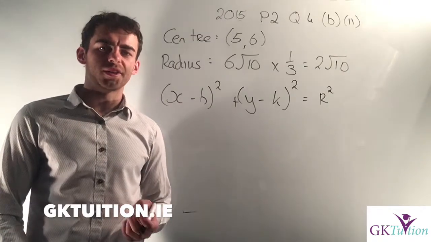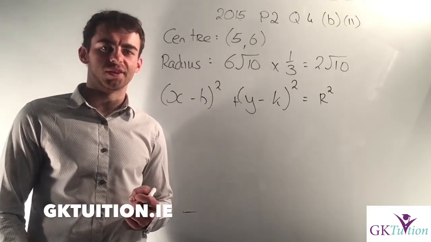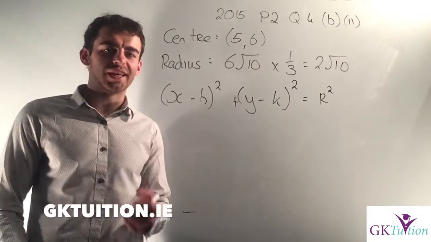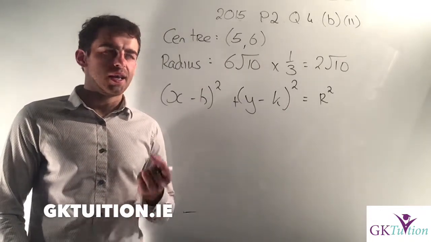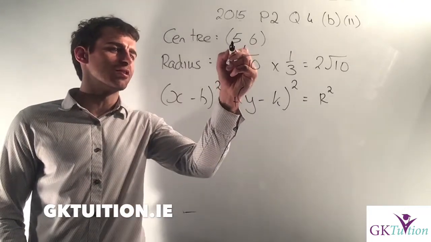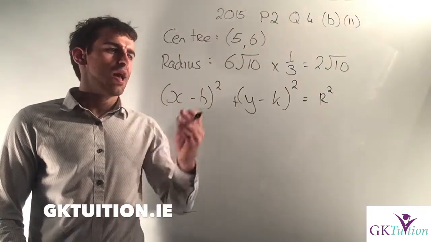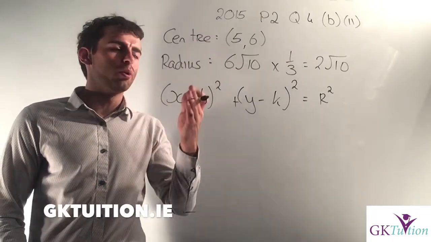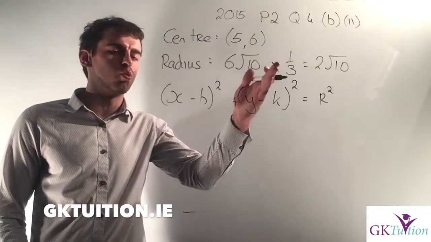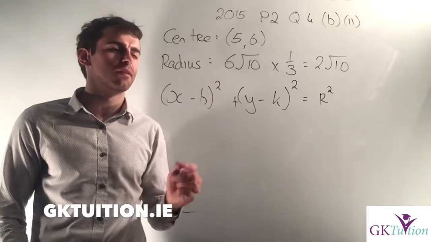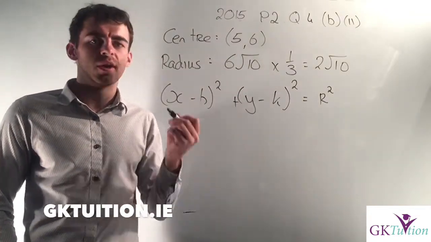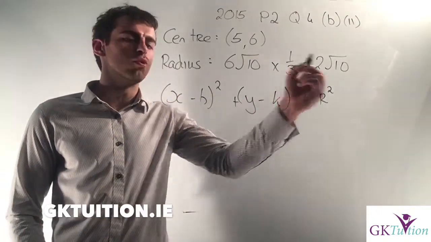Okay, so for B part 2 now, we're asked to find the equation of the circle C. You should recognize that in order to find the equation of a circle, you need the center and you need the radius. In B part 1, we worked out that the center is 5, 6. And in the information given to us in that question, we were told that the radius of the circle is 1/3 of the radius of S. The radius of S is 6 root 10. If I multiply that by 1/3, I know that the radius of C is 2 root 10.